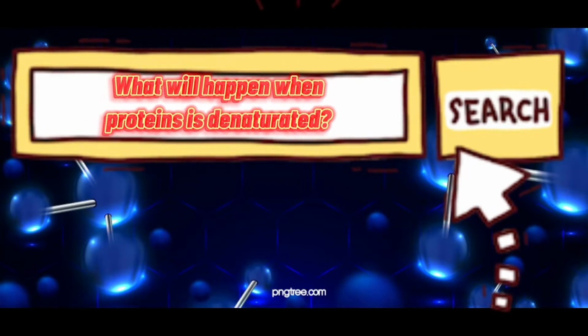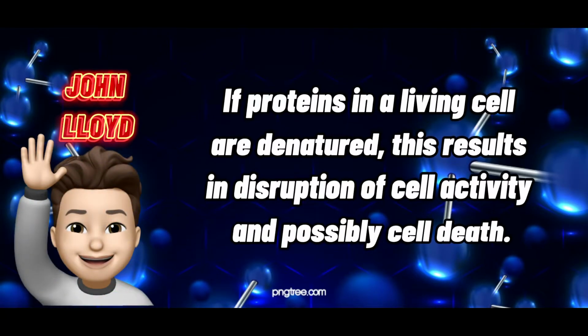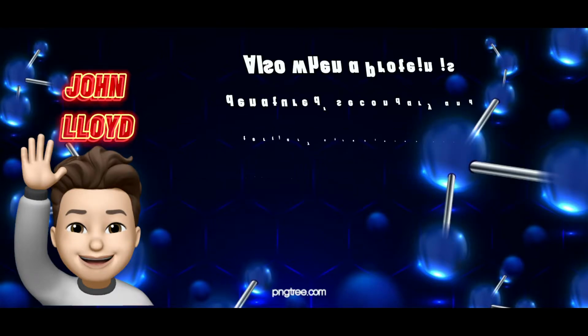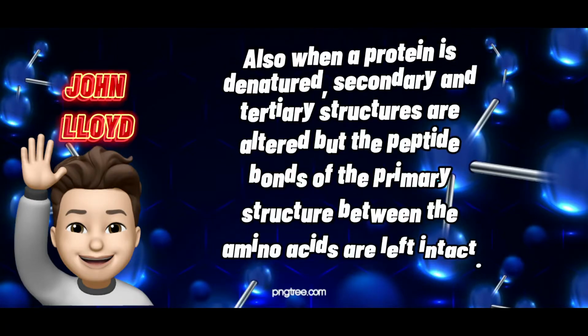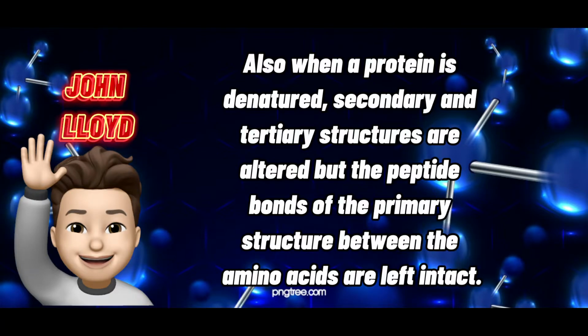What will happen when a protein is denatured? If proteins in a living cell are denatured, this results in disruption of cell activity and possibly cell death. Protein denaturation is also a consequence of cell death. Also, when a protein is denatured, secondary and tertiary structure are altered, but the peptide bonds of the primary structure between the amino acids are left intact.